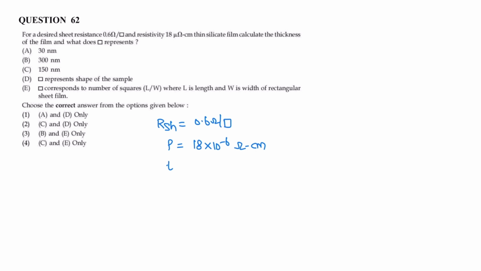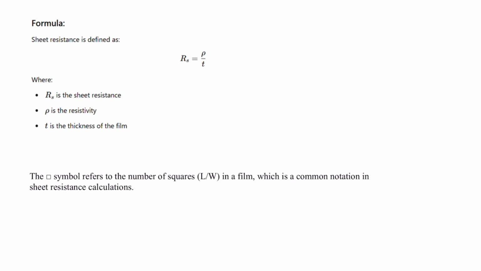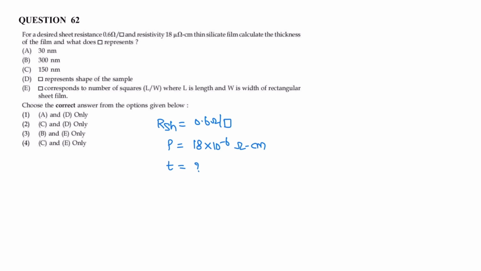So we know that sheet resistance Rs is equal to resistivity by thickness. From this, thickness is equal to resistivity by sheet resistance. So resistivity is 18 into 10 power minus 6 ohm centimeter, that is 10 power minus 2 meters, and sheet resistance is 0.6.